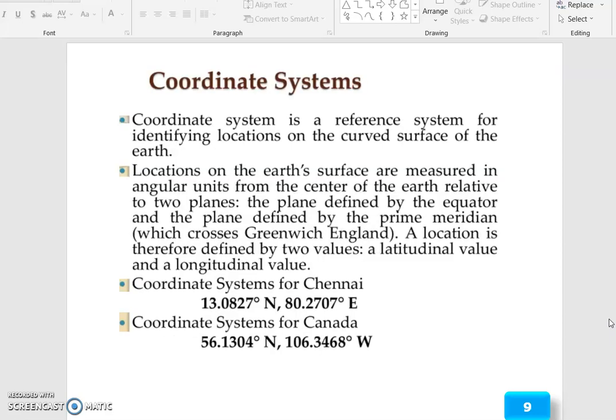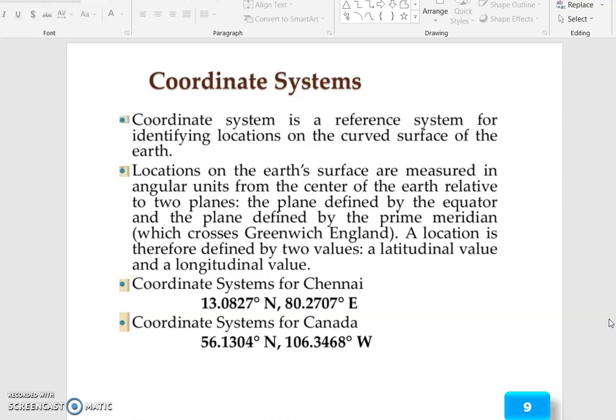The coordinate system. A coordinate system is a reference system for identifying a location on the curved surface of the earth. Locations on the earth's surface are measured in angular units from the center of the earth relative to two planes: the plane defined by the equator and the plane defined by the prime meridian, which crosses Greenwich, England. A location is therefore defined by two values, a latitude value and a longitude value.